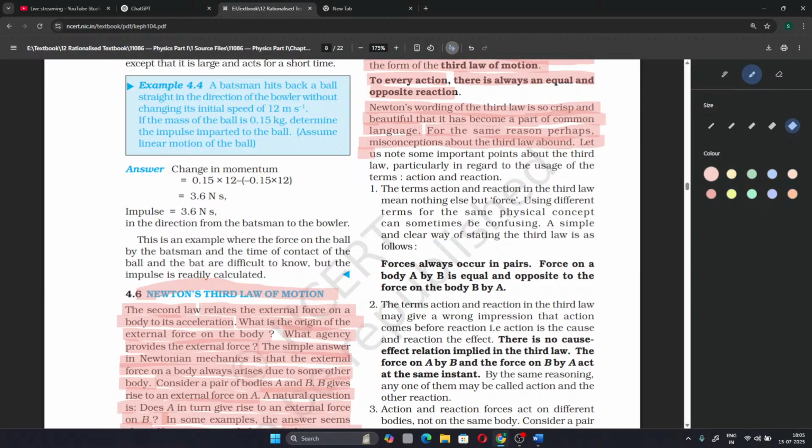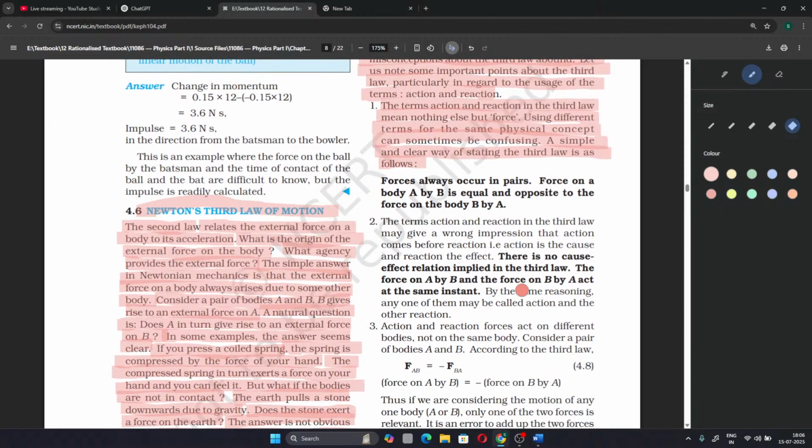Let us note some important points about the third law, particularly in regard to the usage of the terms action and reaction. The terms action and reaction in the third law mean nothing else but force. Using different terms for a physical concept can sometimes be confusing. A simple and clear way of stating the third law is as follows. Action and reaction are basically nothing but force only. We are talking about force, so of course it's about force only. The action is also through the force, the reaction is also through the force only.